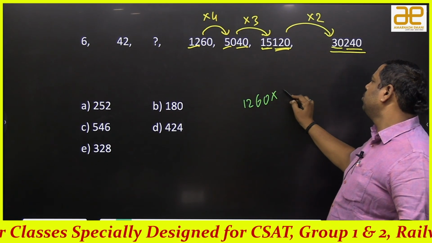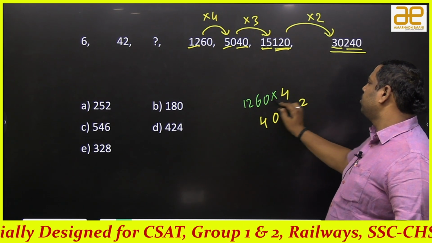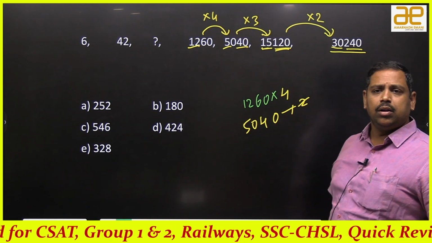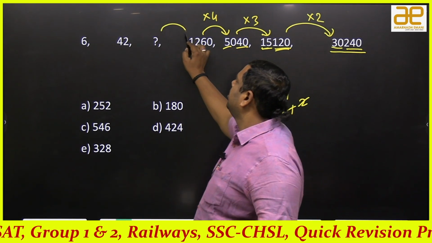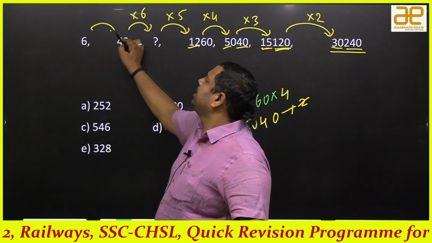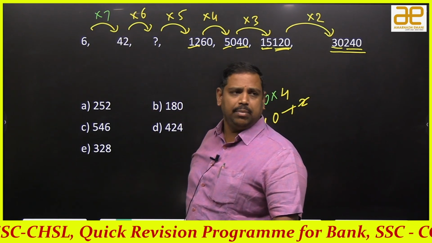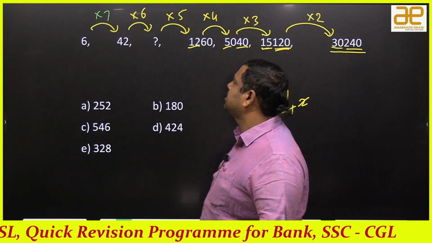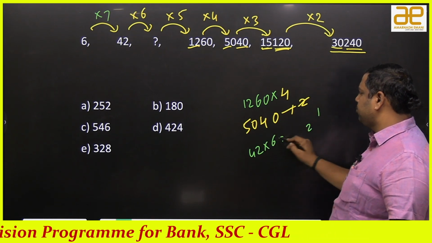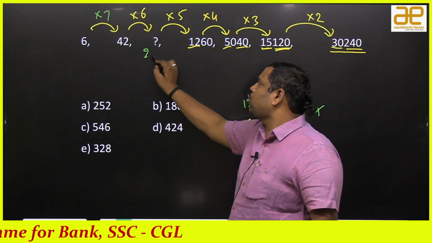1260 into 4. 4 zeros are 0. 4 sixes are 24. 4 twos are 8 plus 2, 10. 4 ones are 4 plus 1, 5. Exactly matched. So now tell me what it will be. Into 5. It should be into 6. It should be into 7. Is it matched or not? Matched. Means we have to check 42 into 6. Tell me 42 into 6. How much is it? 6 2s are 12 and 6 4s are 24 plus 1, 25. 252. So most of the students will stop here.